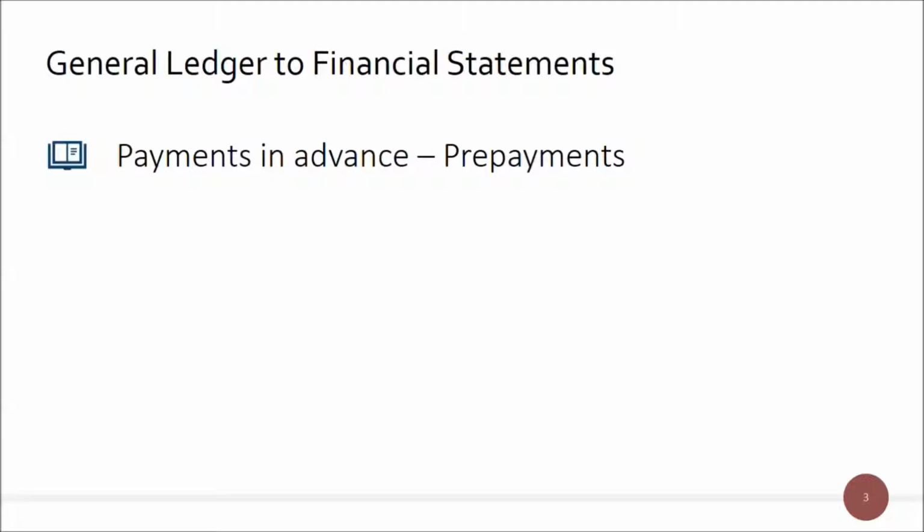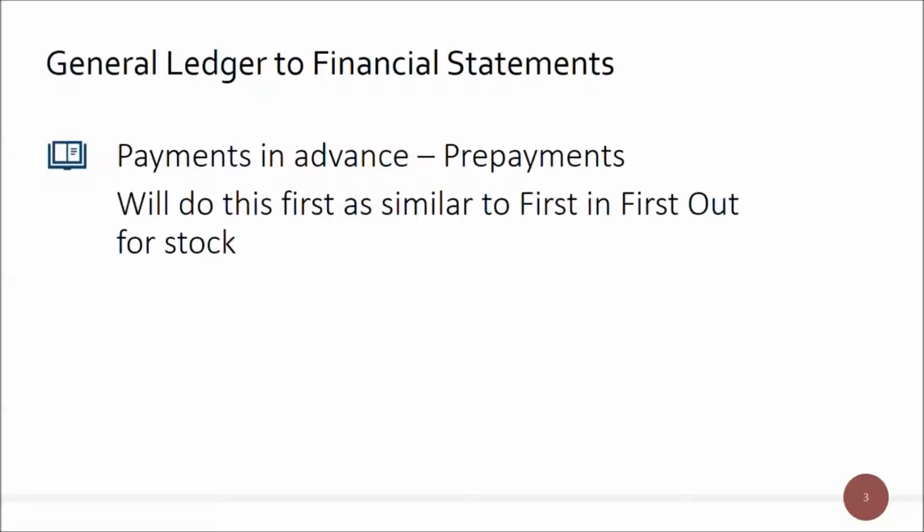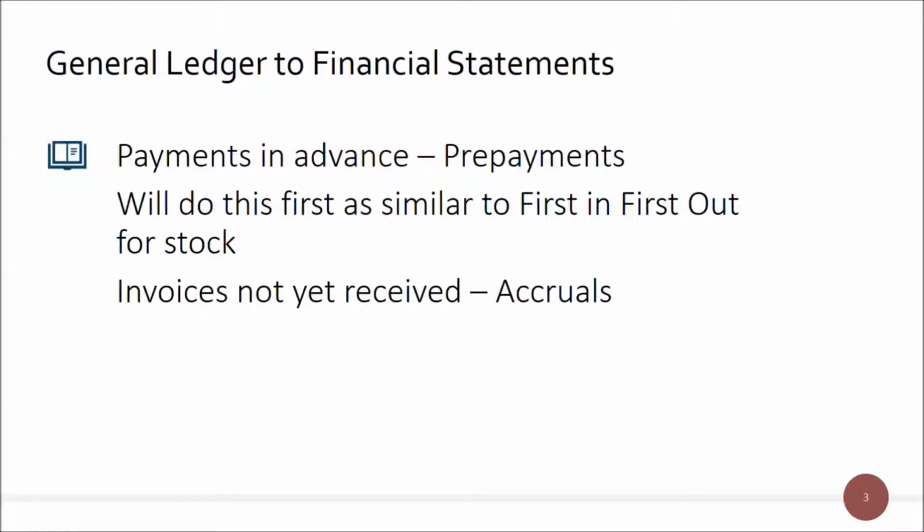Prepayments are payments in advance. So we have not actually incurred the expense yet, but we've had to pay for it up front. Basically, that's called a prepayment. And we're going to do that first. The reason why is because it's a very similar calculation to the first in, first out method for stock, which was in the last video. So they nicely flow together, really, doing first in, first out for stock and then doing prepayments thereafter.